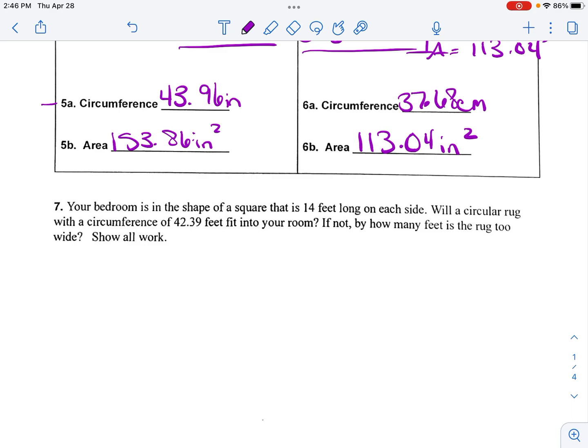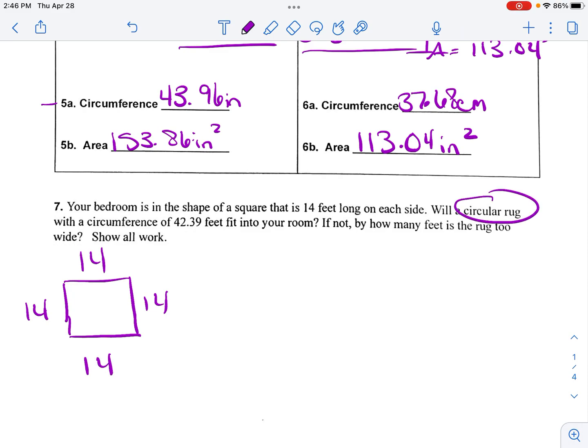Okay, let's look at number 7. Your bedroom is in the shape of a square that is 14 feet long on each side. Will a circular rug with a circumference of 42.39 feet fit into your room? If not, by how many feet is the rug too wide? Show all work.